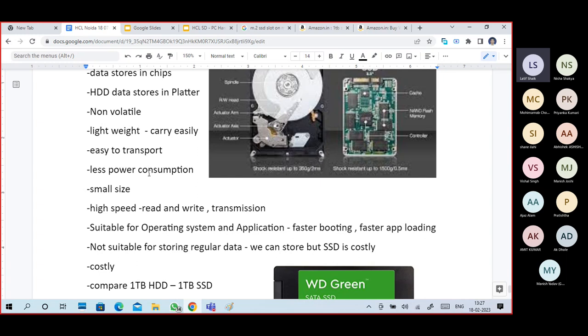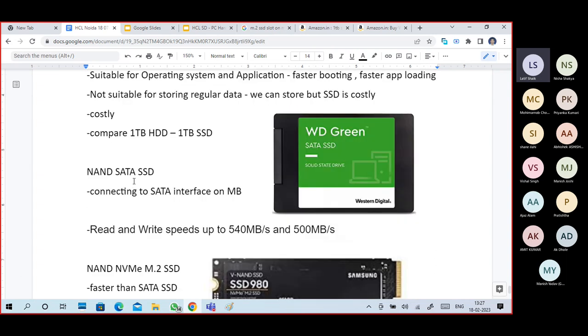Why? Because compared to hard disks, the cost is different, no? SSDs are a bit costlier than a normal hard disk. For normal, regular data purposes, no problem. Still, if you can afford it, yes, of course you can use it. That's not the point here, okay? It is only based on the cost differences.